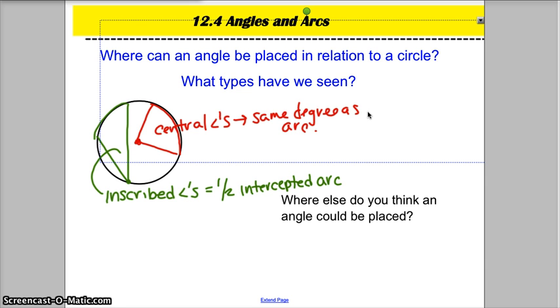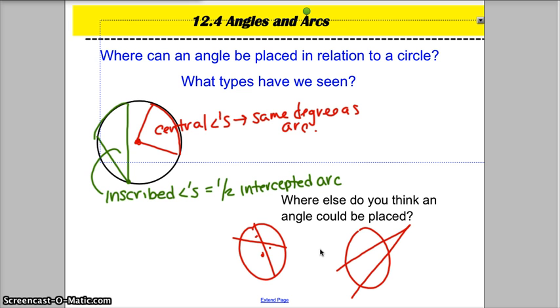So we've seen angles placed on the center of a circle and on the edge of a circle, but where else could they be placed? We could place them so that they're inside the circle. Picture not necessarily being on the center, but made by chords where an angle is within the circle. The other thing we can do is make angles so that the angle is outside the circle. So the vertex isn't necessarily on the center or the edge, but someplace inside the circle or someplace outside the circle.